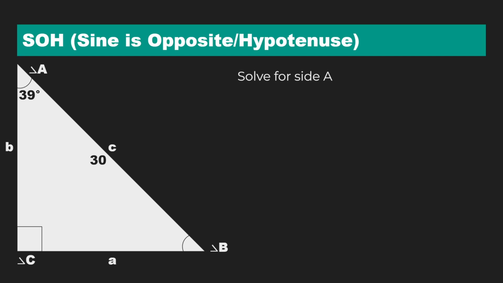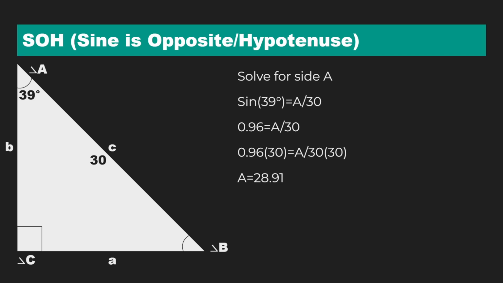So this means that using angle A, 39 degrees, we can figure out what is opposite, which would be A, and the hypotenuse, which is C, 30. If we put that all together, we get sine 39 is equal to A over 30, right? You simplify the sine to 0.96, multiply both sides by 30, and you get A is equal to 28.91.